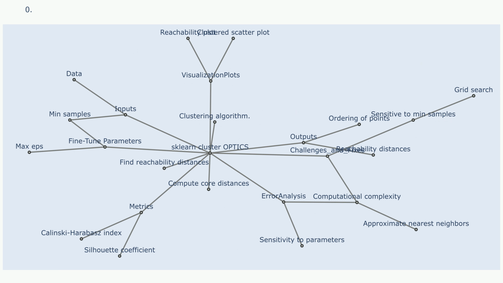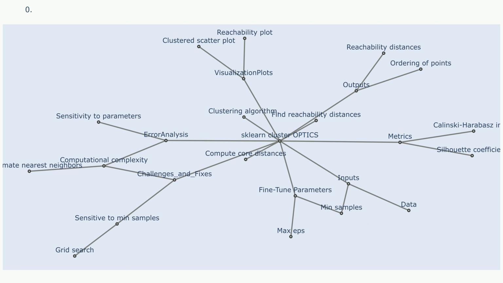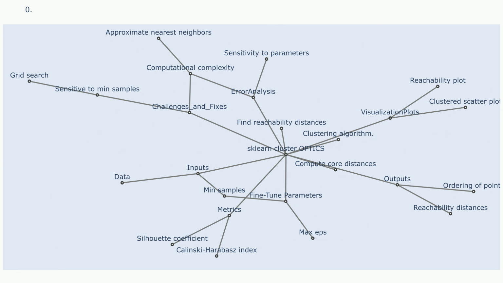Fine-tune parameters: min_samples controls the density threshold for identifying core points. A larger min_samples value requires a higher density for a point to be considered a core point. max_eps: the maximum distance to consider for finding neighbors. Uncertainty methods: probabilistic clustering assigns probabilities to cluster memberships instead of hard assignments.